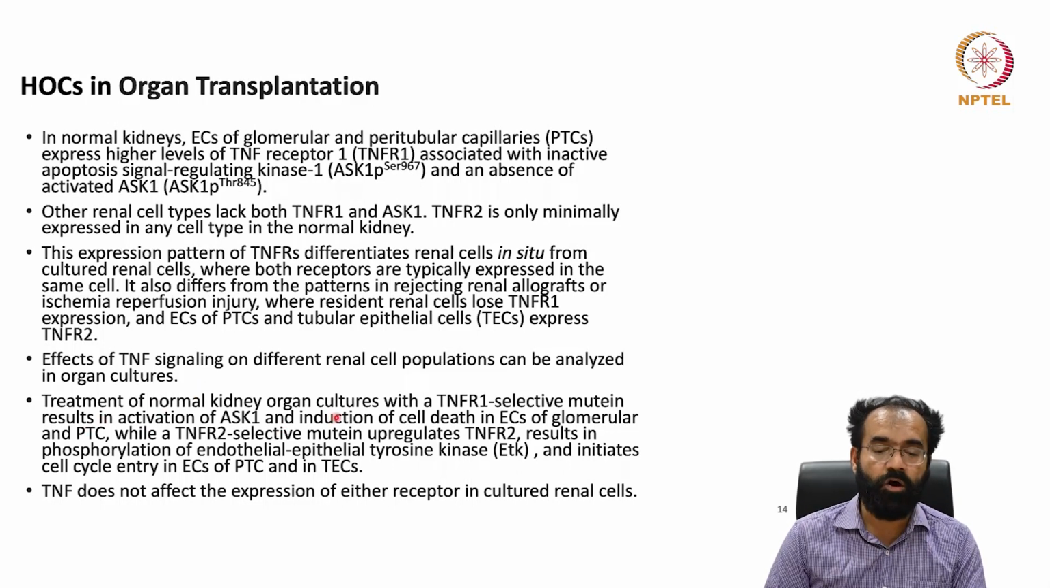Treatment of normal kidney organ culture with the TNFR1-selective mutein results in the activation of ASK1 and the induction of cell death in the ECs, and also in the glomerular cells and PTCs, while the TNFR2-selective mutein upregulates TNFR2 and results in the phosphorylation of endothelial/epithelial tyrosine kinase, and it initiates cell cycle entry of these ECs of the PTCs and also of the TECs.